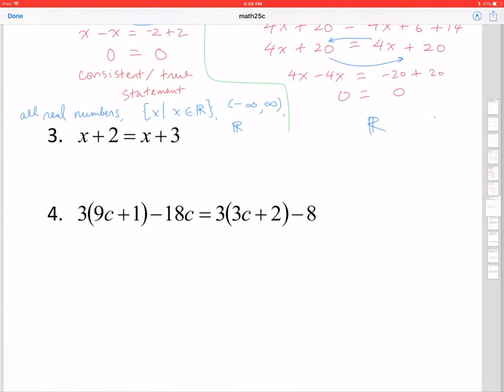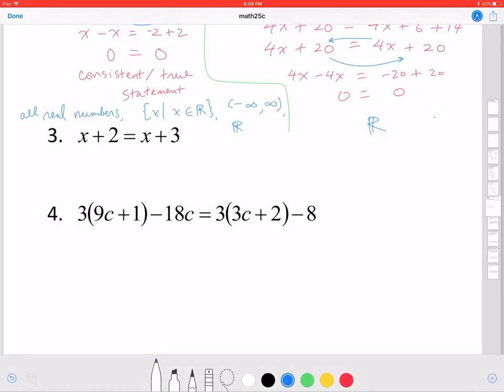Number 3 is the total opposite. It reads x plus 2 equal to x plus 3. Can you find a number such that when you add 2 to it, that will equal the same number added to 3? No, this is impossible. There's no way this can happen. Let's see what happens if we try to do our routine. x minus x, because I moved the right-hand side x to the left-hand side, and negative 2 because 2 moved over from left to right. What we end up with is 0 is equal to 1.